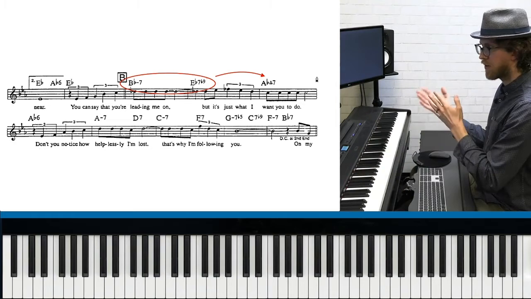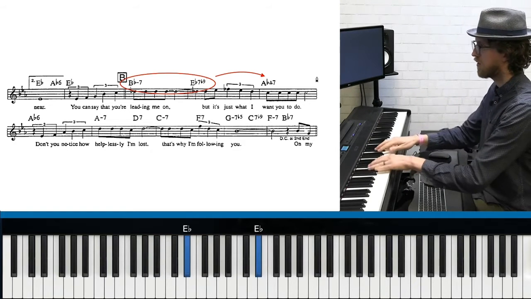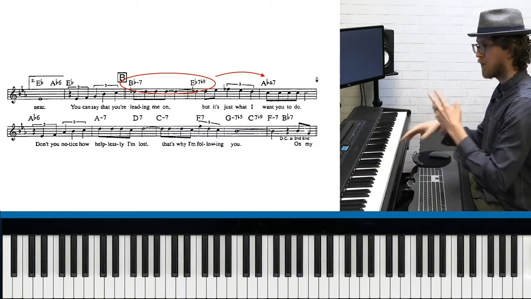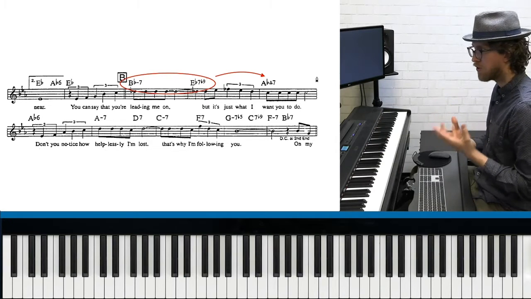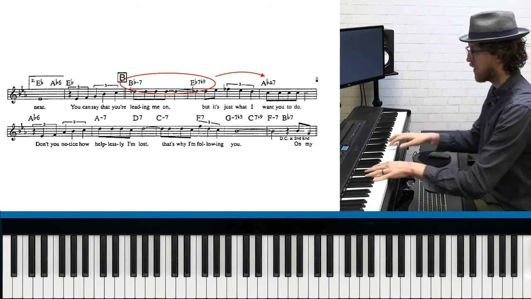and when we go to the second phrase of the B section, we're playing that same theme but altering it a little bit. And now we go to this chord.